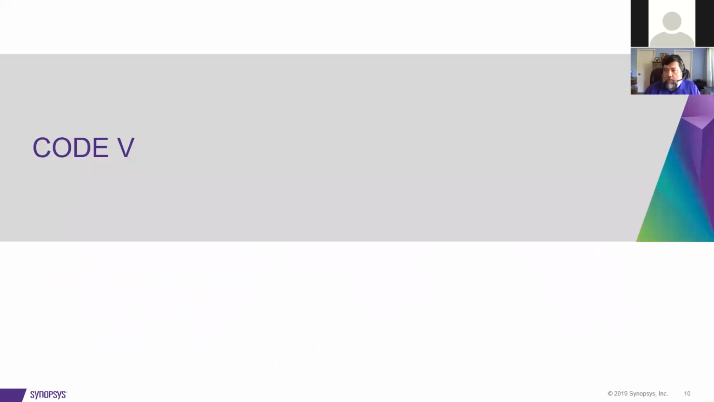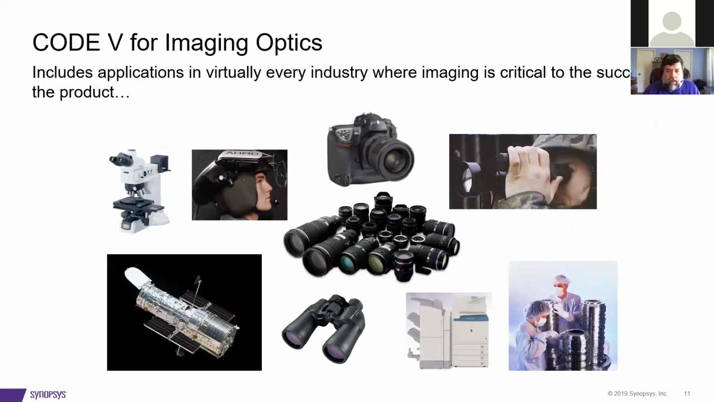So let's talk about the products. I'm going to go through these fairly quickly because some of you might be very familiar with these. Some may not, I don't know. So Code 5 is really for imaging optics, anything that makes an image.